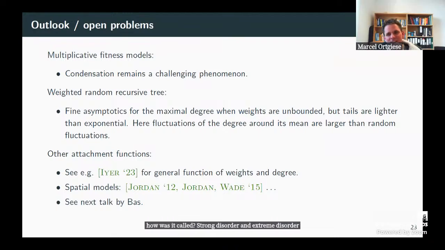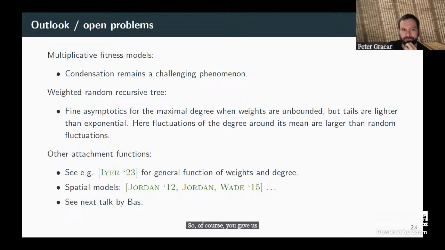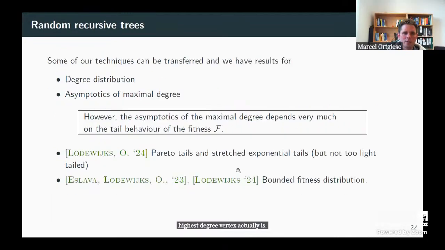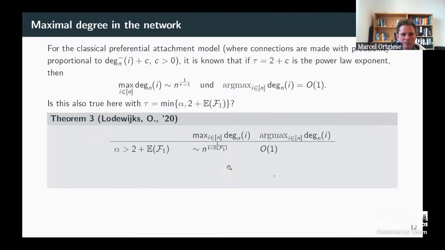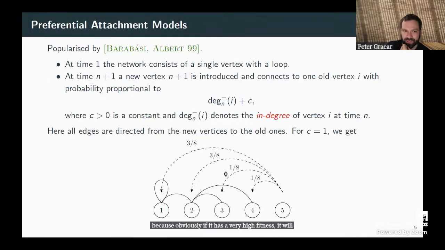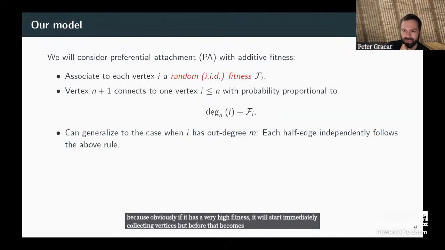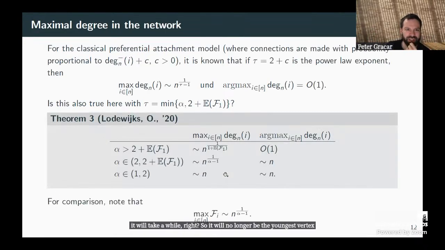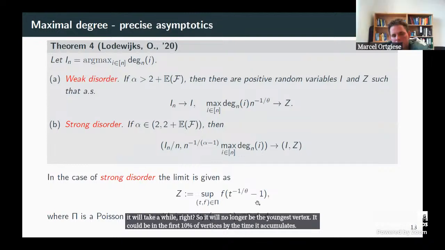Yeah. So of course you gave us the order of the age of the highest degree vertex. Can that be made any more precise, or is there a distribution one could get about how old the highest degree vertex actually is? Should I go back to this? Yes. Because obviously, if it has a very high fitness, it will start immediately collecting vertices, but before that becomes of order n, it will take a while, right? So it will no longer be the youngest vertex. It could be in the first 10% of vertices by the time it accumulates. So it sort of comes into this functional, right?